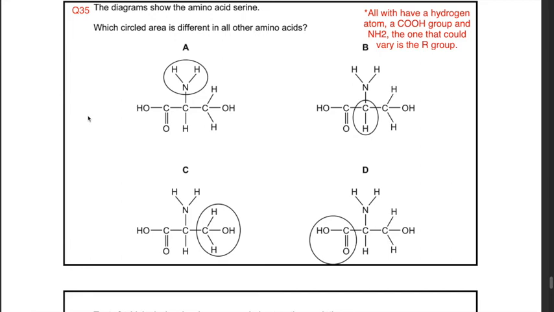All the other answers A, B and D are incorrect because A has NH2 being different. However, NH2 is constant in all the amino acids. In B they have circled a hydrogen atom, whereas all amino acids do have a hydrogen atom. In D they have circled the carboxyl group or the C double bond O single bond OH group, which is constant in all amino acids, as acids will have a carboxyl group. Therefore, D is again incorrect. The only circled area that is different in all the other amino acids is the R group, which is represented by C.